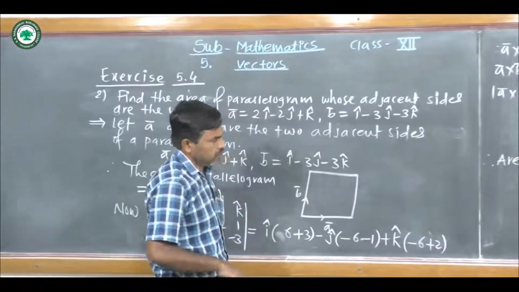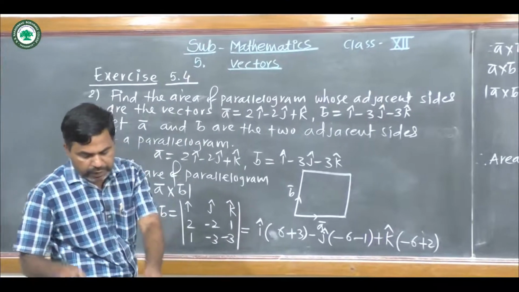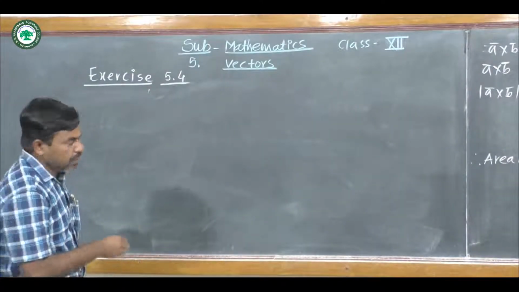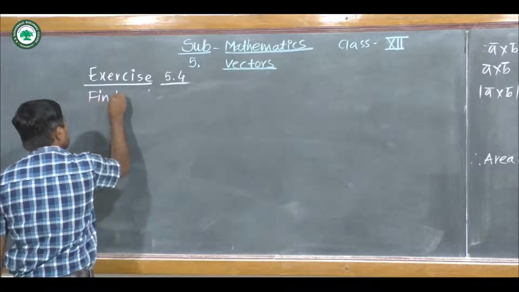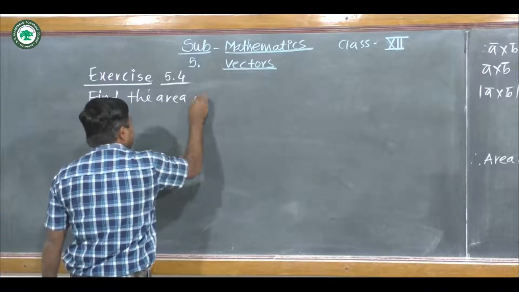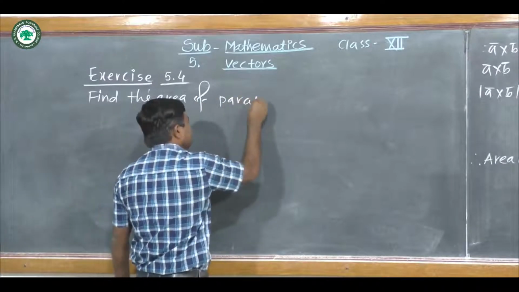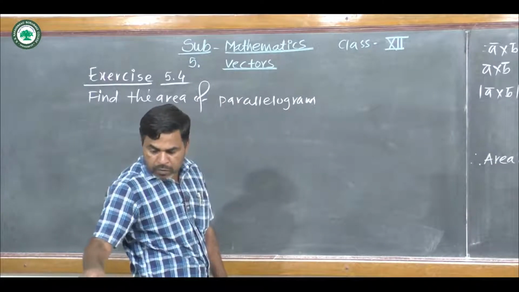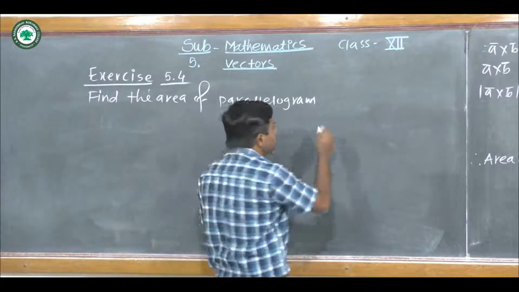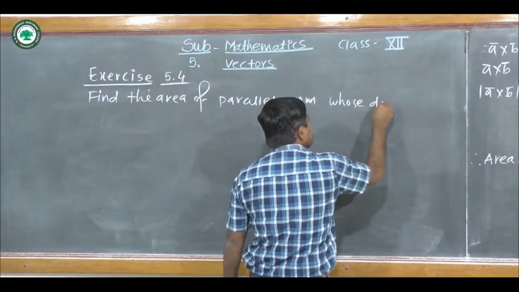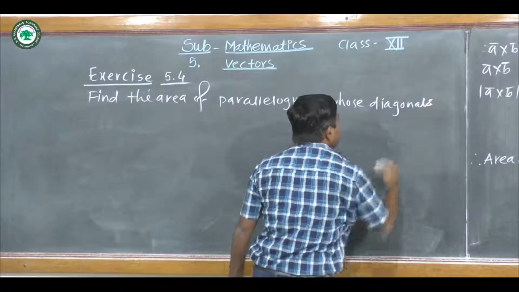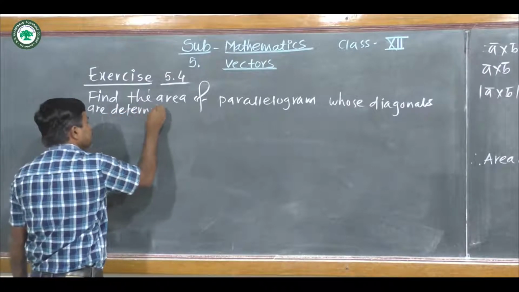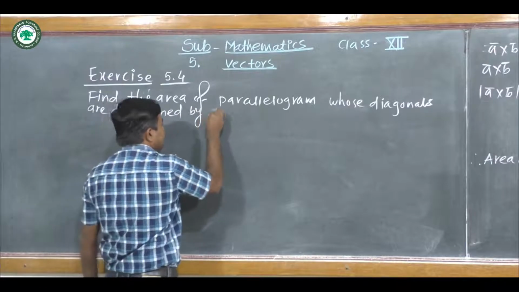So next question, third question. Find the area of parallelogram whose diagonals are determined by the vectors.